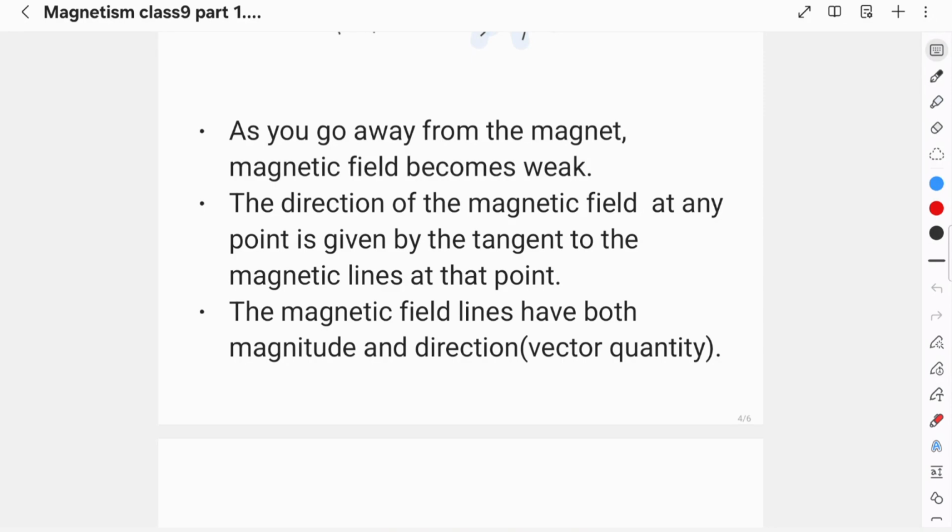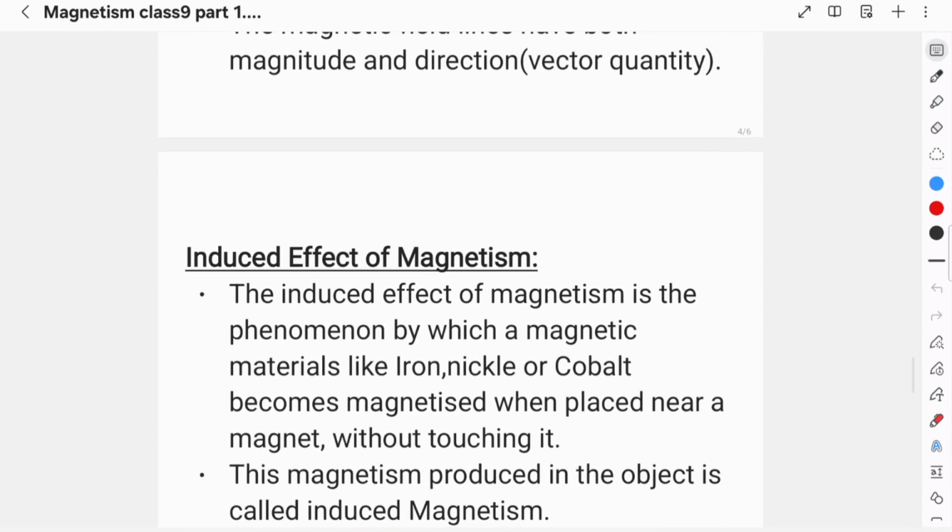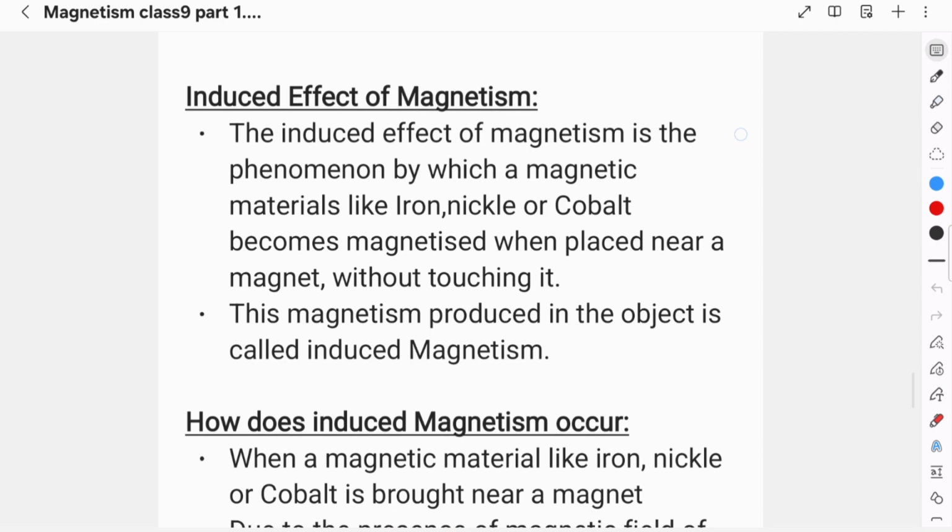Now let's see how the induced effect of magnetism works. Now what is the induced effect of magnetism? The induced effect of magnetism is a process by which a magnetic material like iron, nickel or cobalt becomes magnetized when it is placed near a magnet without touching it. And this magnetism which is produced in the magnetic material is called induced magnetism.